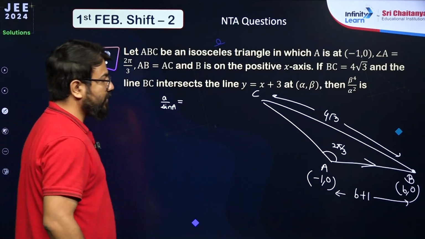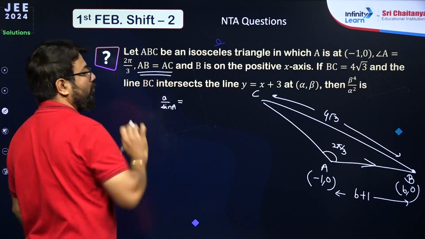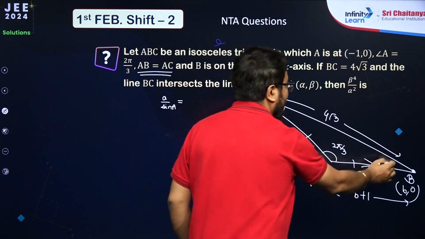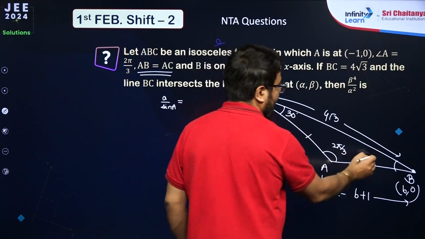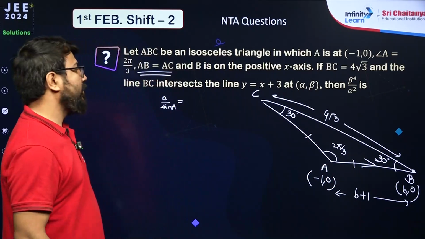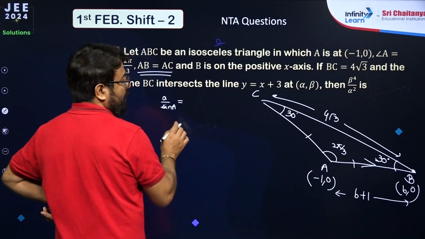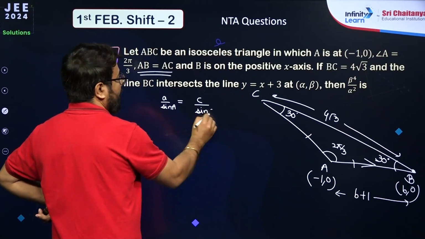is equal to, because in the question they have given that AB and AC are both the same. These two lengths are the same. So we will divide the entire angle. 120, 60 is remaining, so these two will be 30, 30. Now I'll be using 4 root 3, a upon sine a, and then I'll use c upon sine c. That will be more convenient.